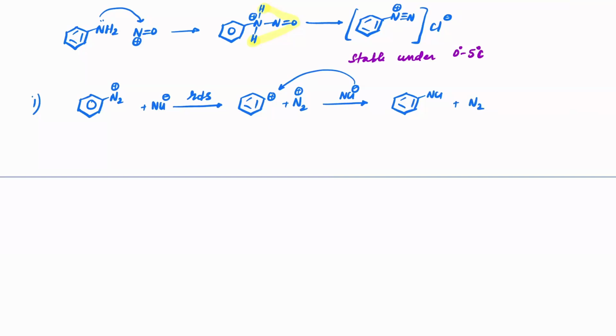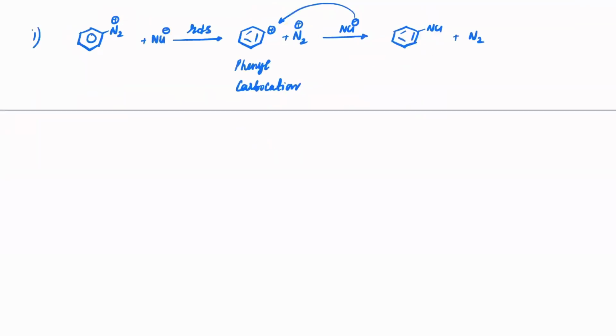So, this is formation of carbocation, right? So, this is phenyl carbocation. Although phenyl carbocation is unstable, still this is going to be formed. Clear? So why is this happening? You know that N2 is an extremely good leaving group. That's why it will easily leave this position. Got it?